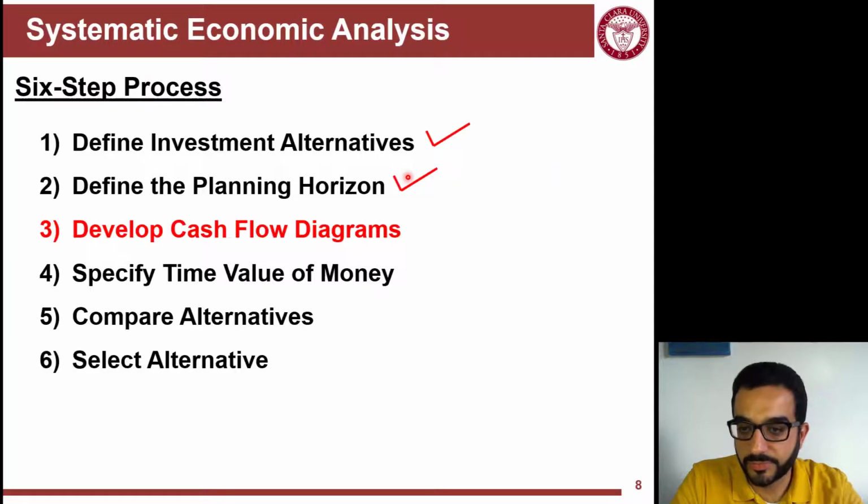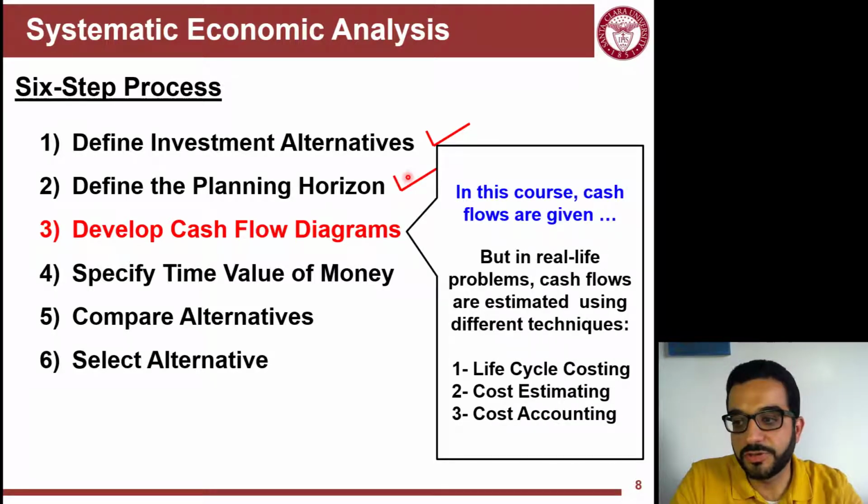Now I have the same planning horizon, and I can compare between the two equipment, or the two alternatives. Once you define the planning horizon, you need to develop the cash flow diagram. Steps 2 and 3 can go in parallel at the same time, and you can do 3 first, develop the cash flow, and then define the planning horizon. But in this course, I give you the planning horizon, I give you the cash flow, I give you the values of everything in the cash flow.